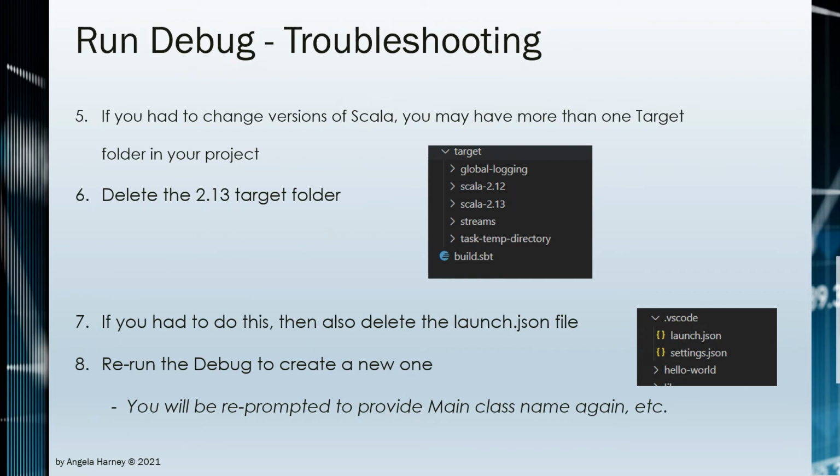Changing the version in the build.sbt file may cause 2 target folders to be created. It is okay to delete the folder that does not match the version listed in your build.sbt file. Also, it is okay to delete the launch.json file in the .vscode folder if you need to start over with those settings.